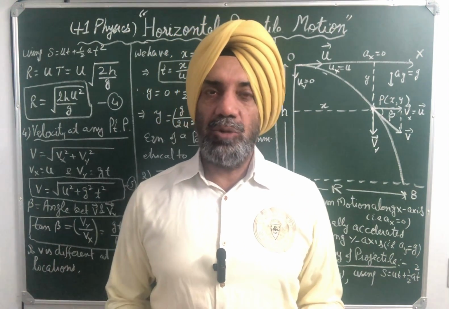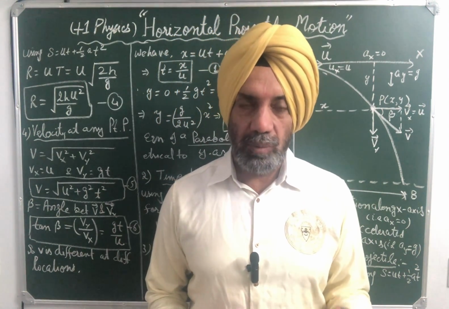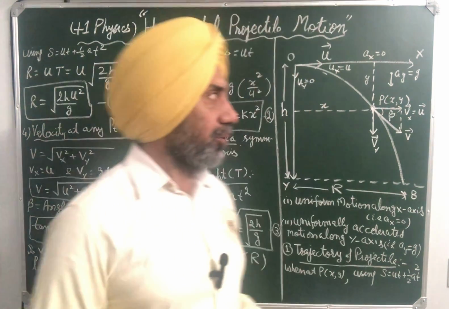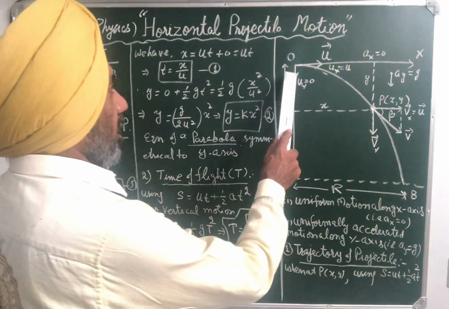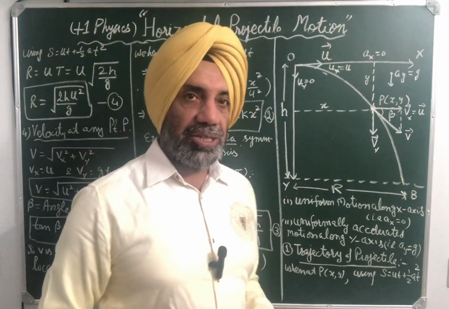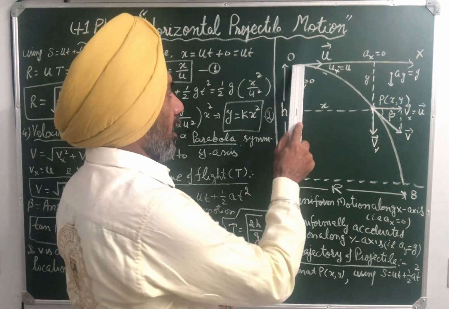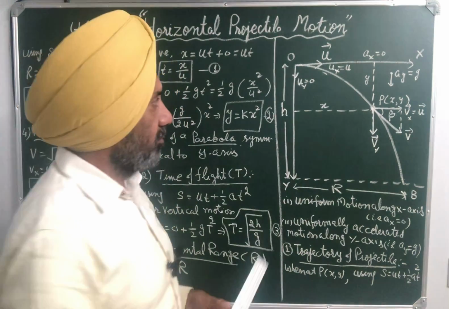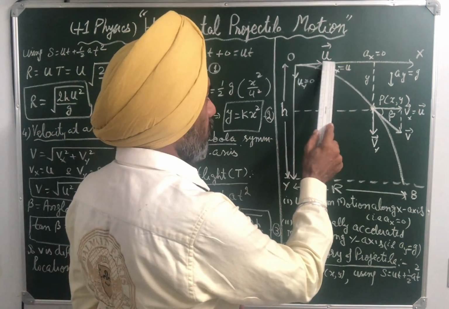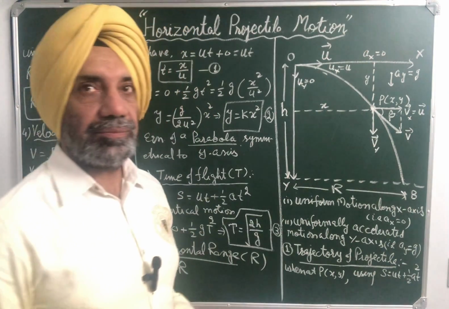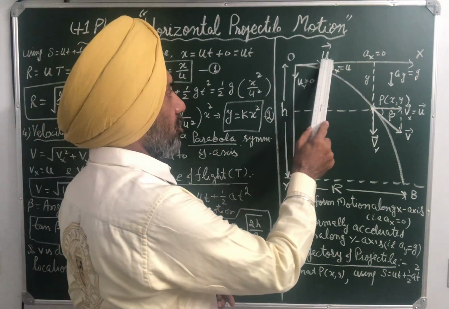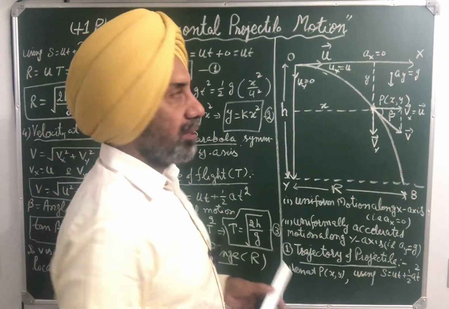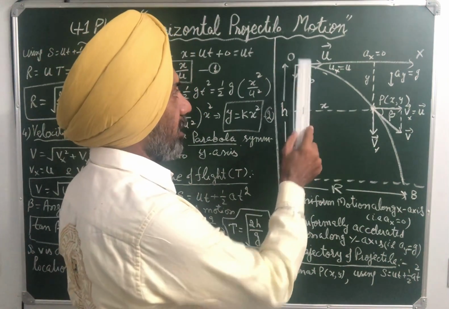So projectile motion is of two types. Number one is horizontal projection and number two is angular projection. To discuss horizontal projection, suppose we are standing at a certain height h and a projectile is projected with initial velocity u in the horizontal direction from this height h, that is point O.